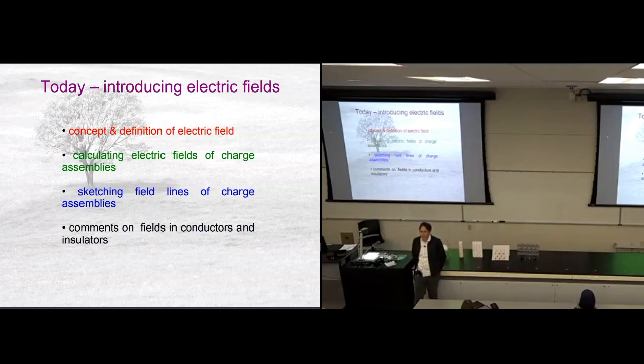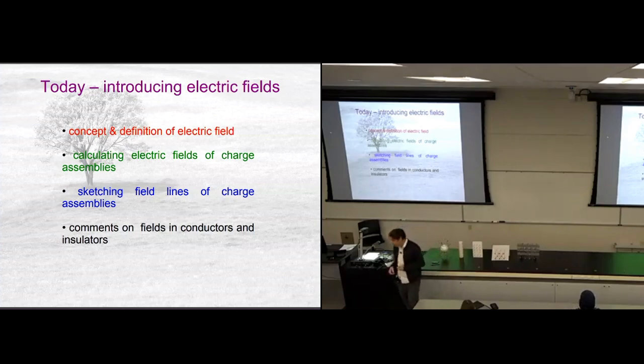Okay, going to get started. Last class we talked about electrical attraction, repulsion. We quantified through Coulomb's law electrical attraction, repulsion. This class we're going to talk more about electrical attraction, repulsion, but we're going to explain electrical attraction and repulsion through the electrical field. So that's the basic plan for today.